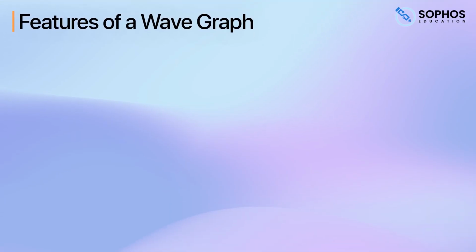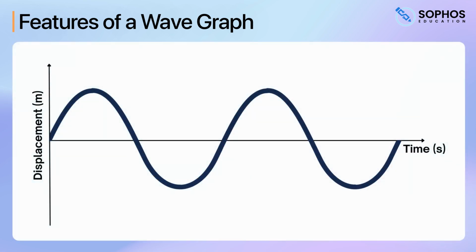Waves can be represented graphically using a wave diagram, which helps us visualize their behavior and properties. Shown here is a displacement versus time graph of a transverse wave. By examining this diagram, we can easily identify different features that characterize the wave. There are 5 main features, starting with the crest or peak.